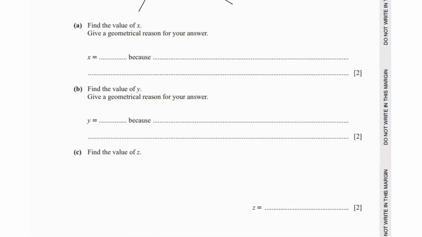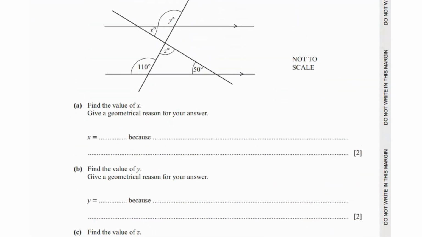Then find the value of Z. So for value of Z, we can see that this is a straight line. So if you know angles on a straight line add up to 180. So these two angles added up equal to 180. So for this angle, let's call this A. A equals to 180 minus 110, which is 70.